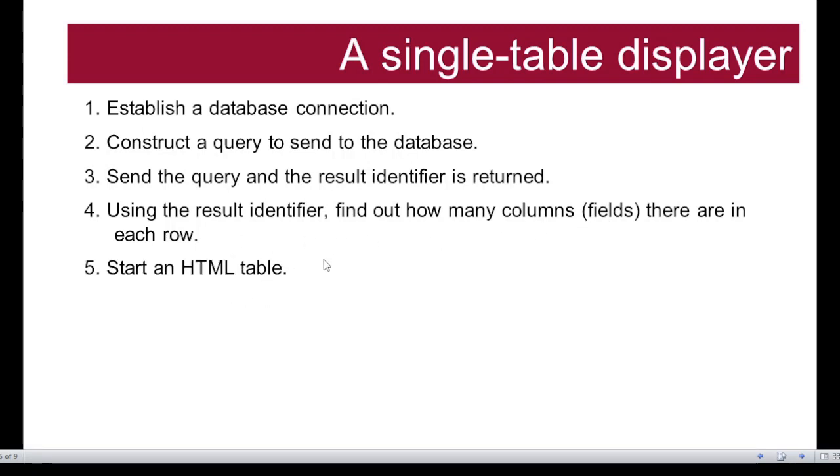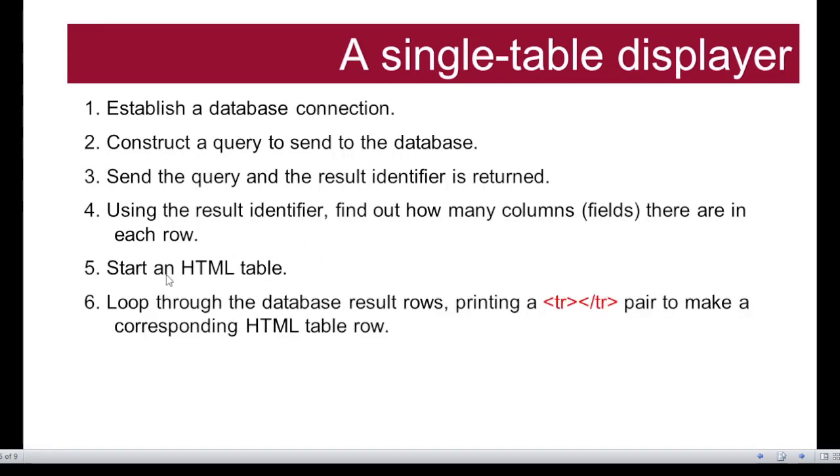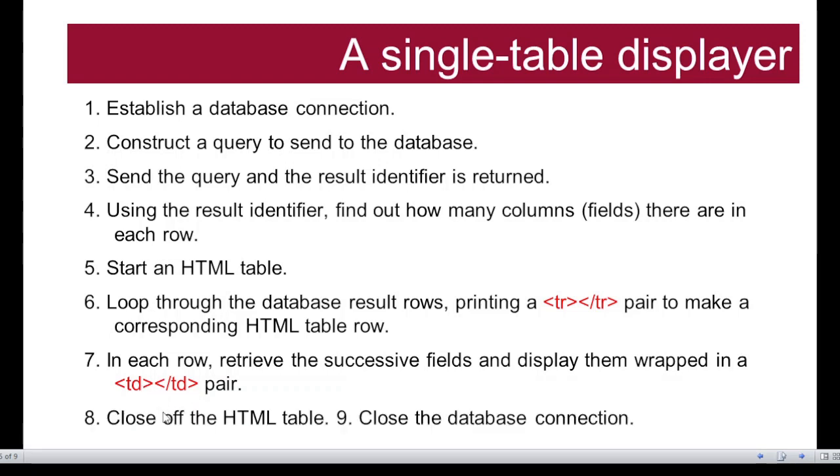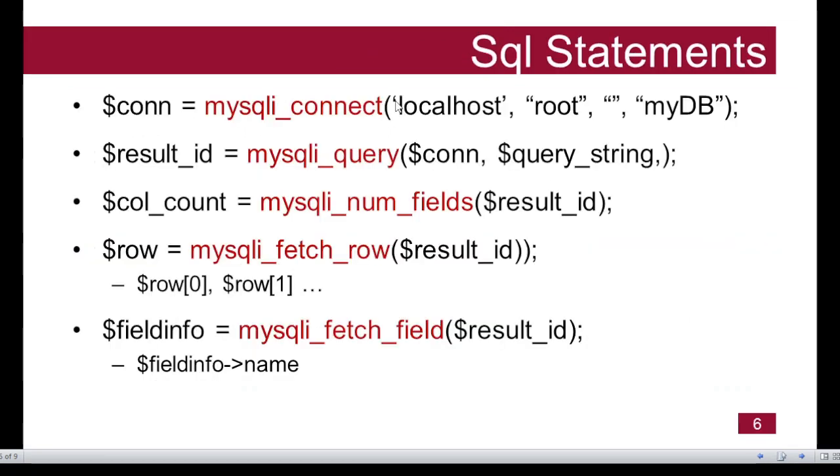Then we have to start a HTML table. அந்த HTML டேபிளில் ஒரு ரோ எடுத்துட்டோன்னா tr/tr கொடுக்க போகிறோம் நம்ம. We are going to print it. And then for each and every column, successive fieldக்கு we have to wrap them with this td and /td. And then we can close the HTML table and close the database connection. These are all the statements we are going to use.